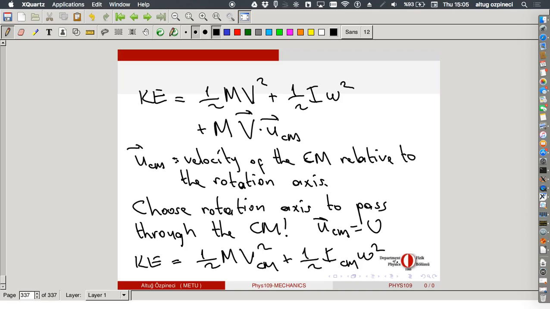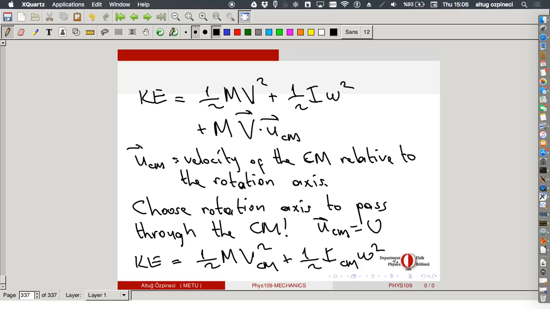Sure. No, I mean, if you choose some other axis and use the v of that other axis and the moment of inertia of that other axis, this expression and this one for that other axis are not the same. If you calculate this one for any axis and compare it with this expression for the center of mass, you will see that these two are always the same.